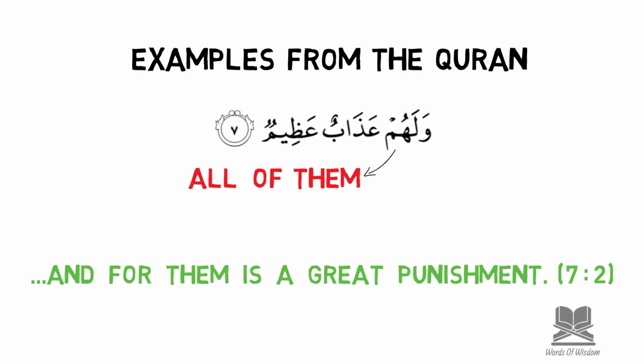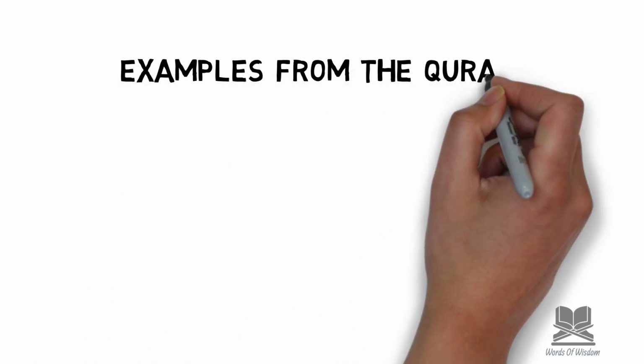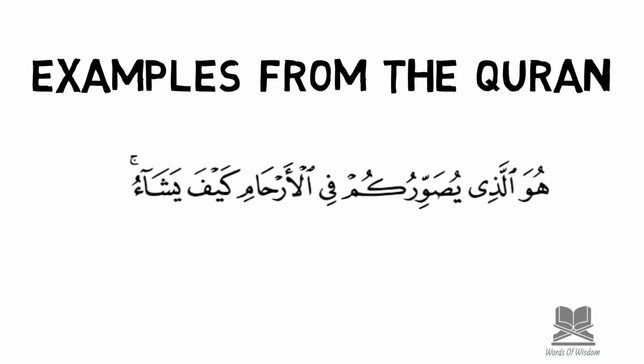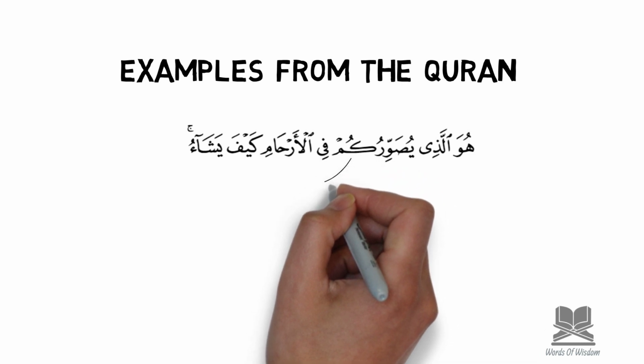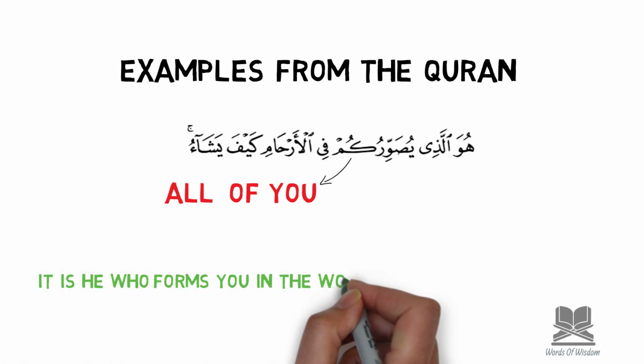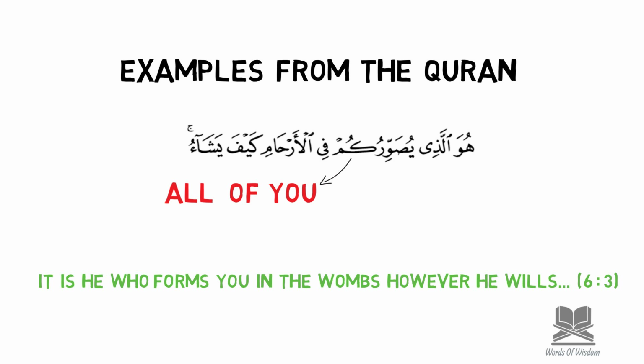عَذَابٌ عَظِيمٌ is a severe or a great punishment. Another example is Surah Al Imran, where in ayah number 6, Allah subhanahu wa ta'ala says, هُوَ الَّذِي يُصَوِّرُكُمْ فِي الْأَرْحَامِ. هُوَ الَّذِي, He is the one who, يُصَوِّرُ, shapes or designs or fashions, kum, you. Now if we look at the attached pronoun here, kum, we know it's ka, kuma, kum. So it's for plural. So He is the one, Allah is the one, يُصَوِّرُكُمْ, who shapes you, fil arham, in the wombs, كيف يشاء, as He wills.